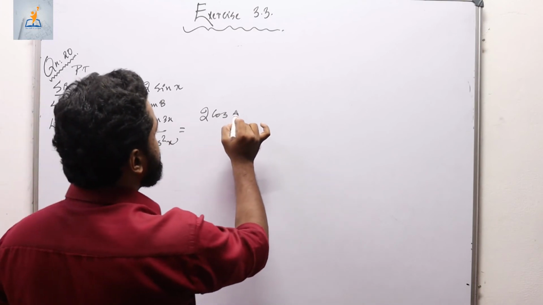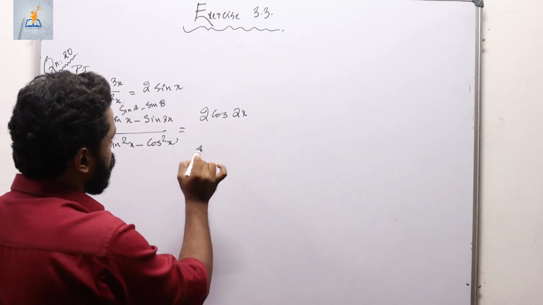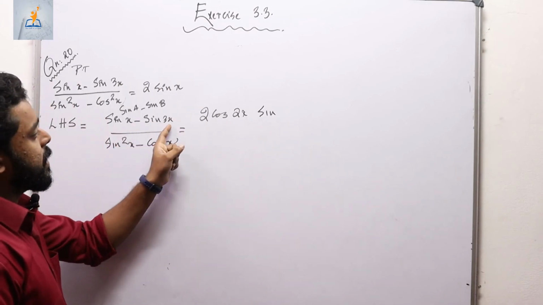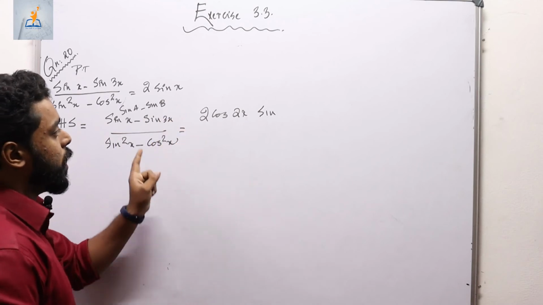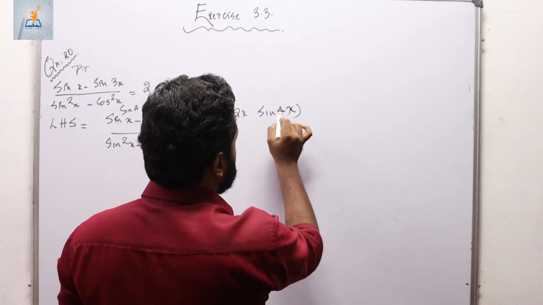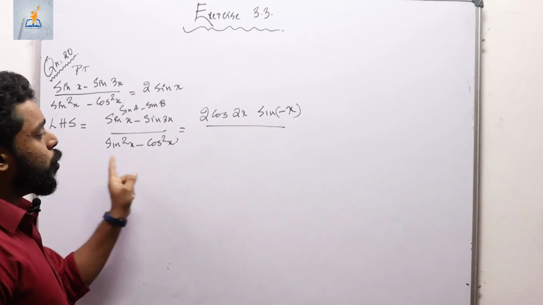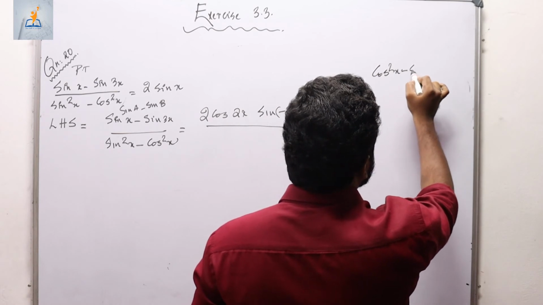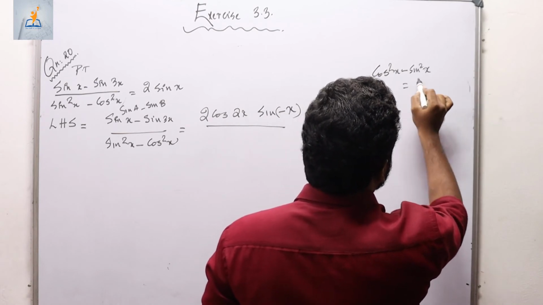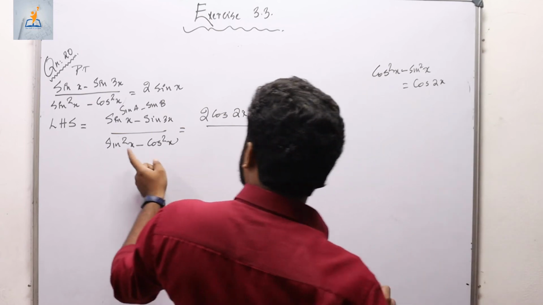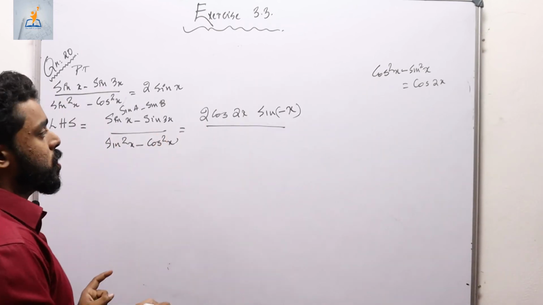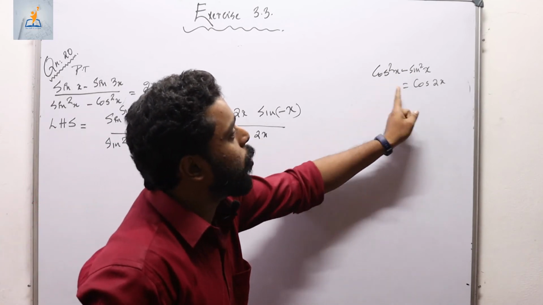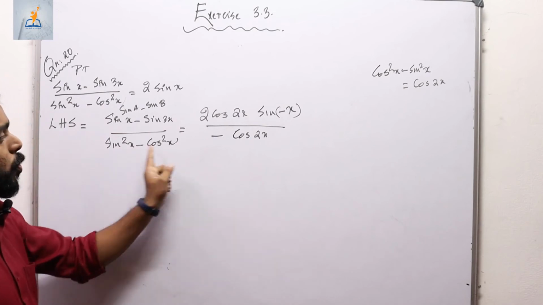3x plus x is 4x, 4x by 2 is equal to 2x. So 2 cos 2x into sin (a minus b) by 2, that is (x minus 3x) by 2. x minus 3x is minus 2x, minus 2x by 2 is minus x, whole divided by. And you can see that this formula is very familiar. We know that cos square x minus sin square x is equal to cos 2x, isn't it? But here we have sin square x minus cos square x. Therefore, this will be equal to minus cos 2x. We should multiply both sides with minus so that we get the left side equal to this one.